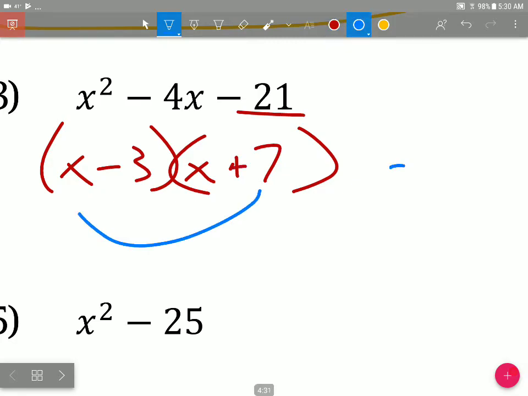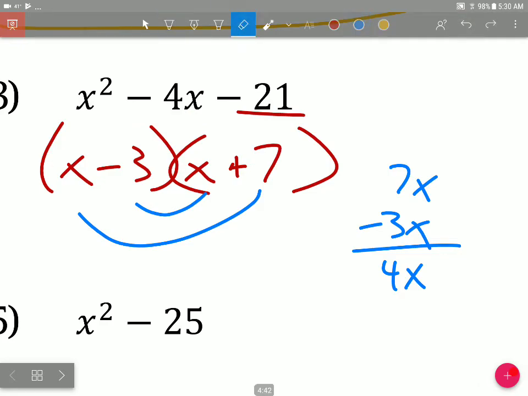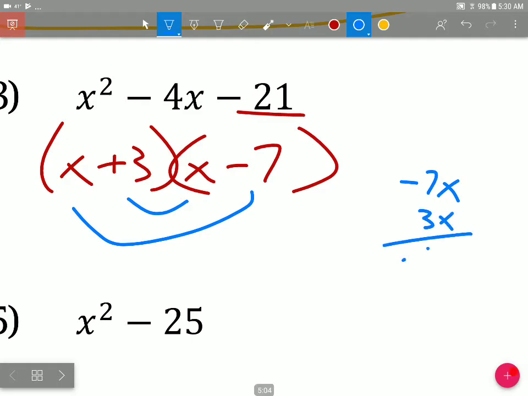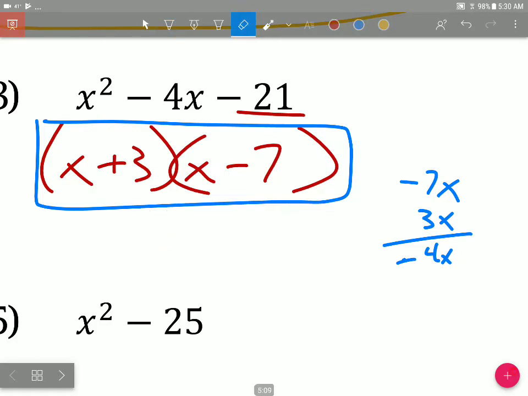So x times 7 is 7x. Negative 3, that's negative 3x. That's a positive 4. I want a negative 4. So really, I have the right numbers, I just have the wrong signs. So what I'm going to do is flip my signs. I'll make it a positive 3 and a negative 7. And what that'll do for me is just switch my signs up. That's negative 7x, positive 3x. Those add up to negative 4x, which is what I want. Therefore, this is the correct combination. Cool.